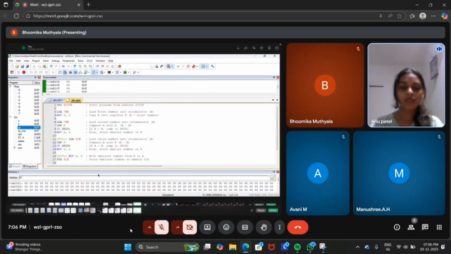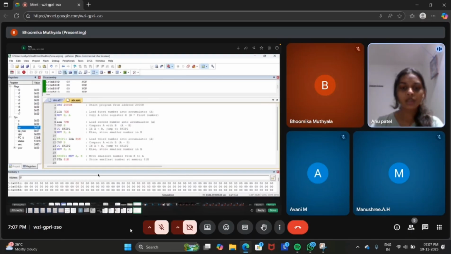Execution: the program loads the first number 25H into the accumulator and copies it to B. The second number 40H is compared with B. Since 40H is greater than 25H, B remains 25H. The third number 10H is compared. Since 10H is less than 25H, B is updated to 10H. The smallest value 10H is stored in memory location 81H. Final output: memory address 81H holds the smallest number, which is 10H.